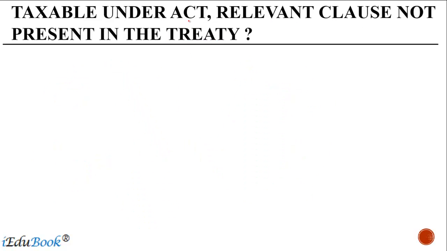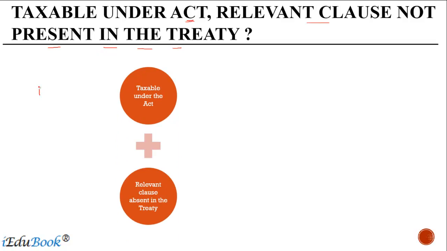But what would happen if it is taxable under the Act, but the relevant clause is not present in the treaty? So, for example, there is a payment in the nature of FTS which is taxable under the Act, right? But when I go to the relevant treaty, there is no FTS clause as such. In such a case, what should happen? Should we say that since the income is taxable under the Act, the income is now fully taxable, right? And who will take this stand? The stand is typically taken by the tax authorities.